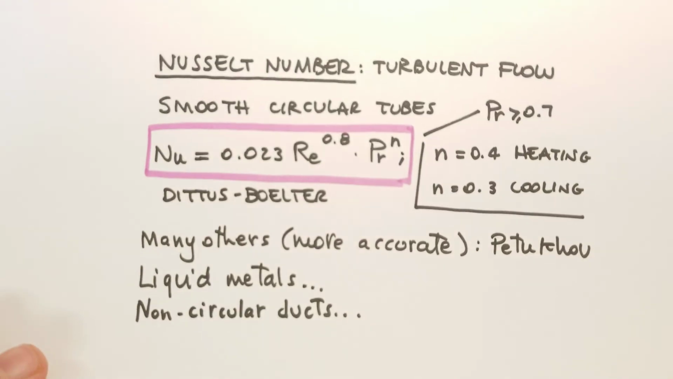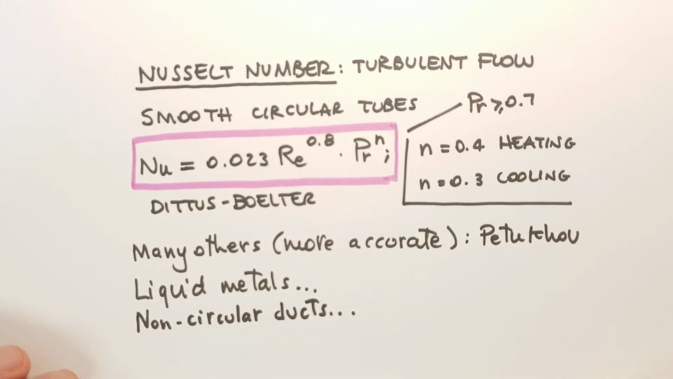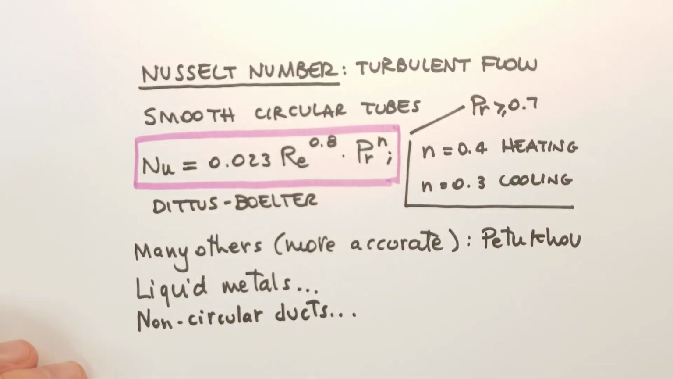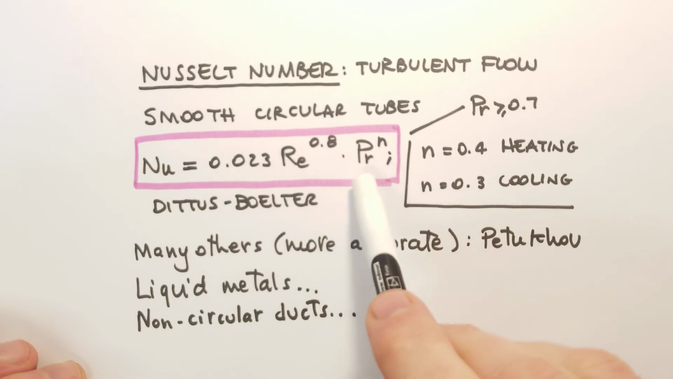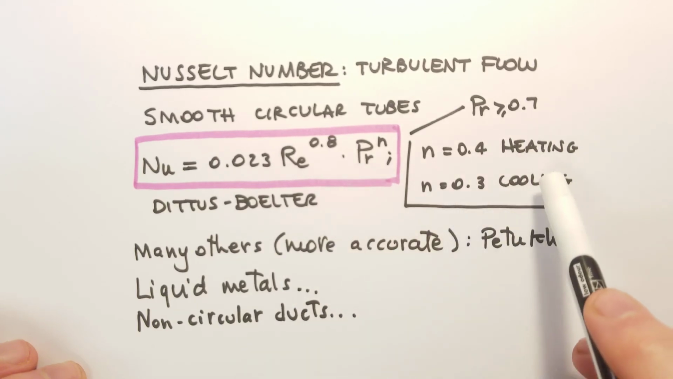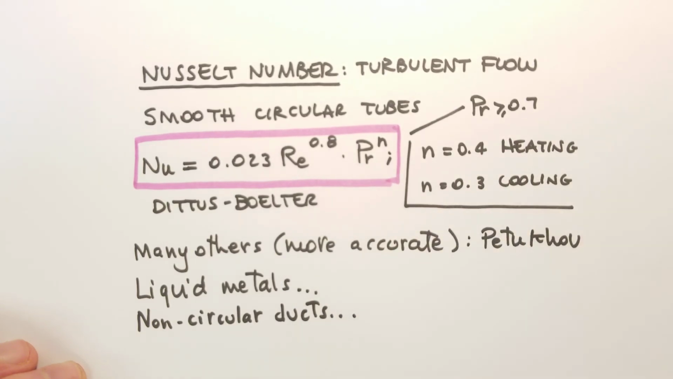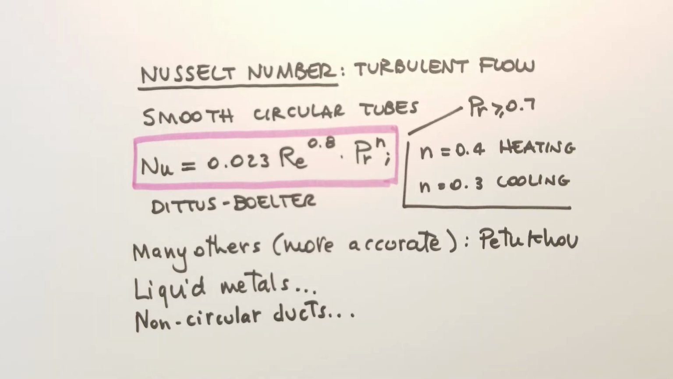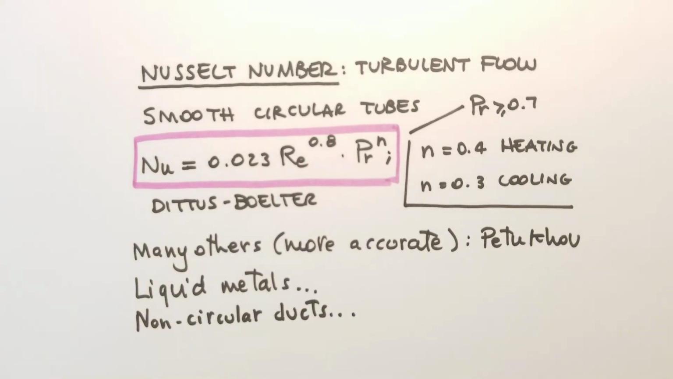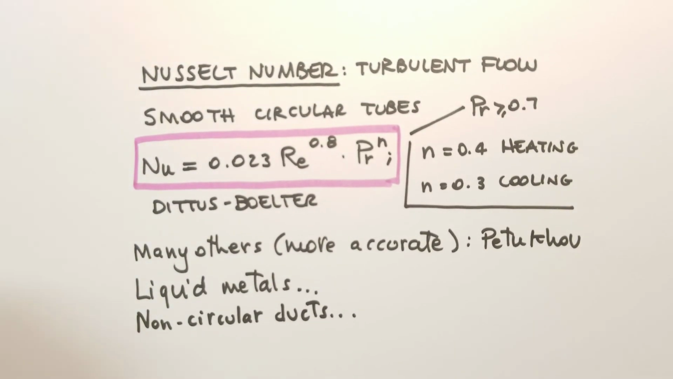These two results can be found analytically by integrating the momentum and energy equations in the laminar case. In the turbulent case, of course, the situation is more complicated. And now we have a Nusselt number that depends on the Reynolds number and the Prandtl number. So this is the Dittus-Boelter correlation for smooth circular tubes, and the n exponent for the Prandtl number is 0.4 for heating and 0.3 for cooling, and it's valid for Prandtl numbers larger than 0.7.